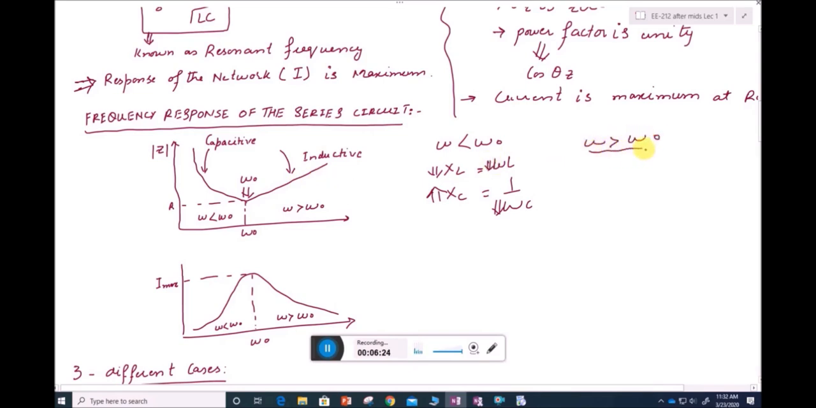For this particular case, XL is equal to omega L. So if omega is a larger value, XL will be a larger value, but in case of XC, 1 over omega C, if omega is a larger value, XC will be a very small value. So for the frequency values greater than omega naught, inductive reactance will be a dominant part of the impedance.